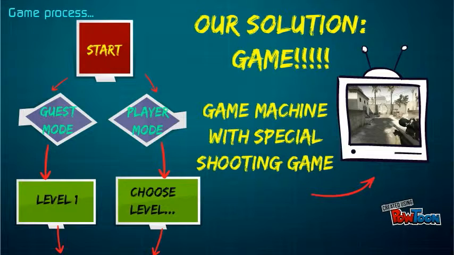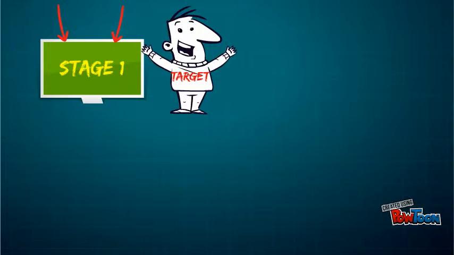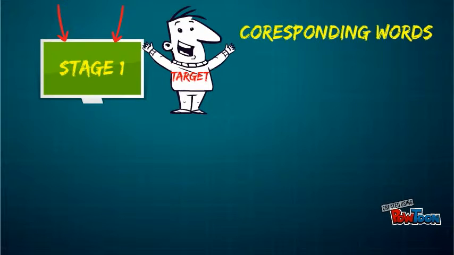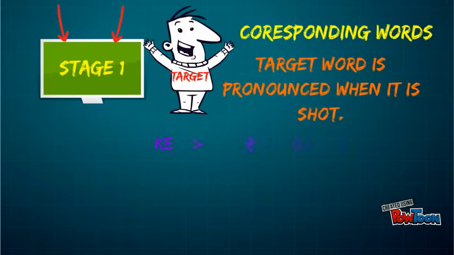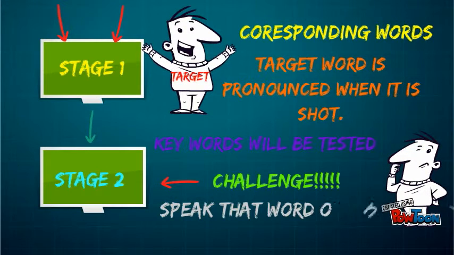Like usual shooting games, in Stage 1, players are required to shoot the target as much as they can, and the only difference is the target has corresponding words and will pronounce them when the players shoot it. Keywords will occur more frequently as they will be tested in Stage 2 as a challenge. In Stage 2, players will be asked to pronounce the repeated words.